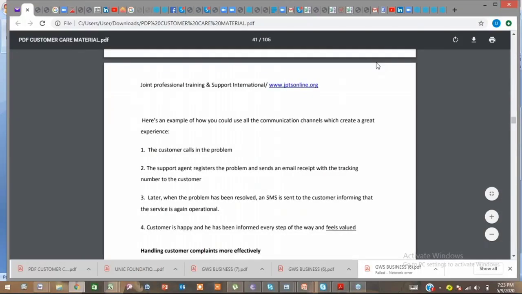Here is an example of how you could use all the communication channels, which creates a good experience. The customer calls in the problem. The support agent registers the problem and sends an email receipt with a tracking number to the customer. I used an example of the embassy. When you have a complaint and you send a mail, you have a tracking number. Until that email is resolved, you can track it to see where you are and what they are doing.